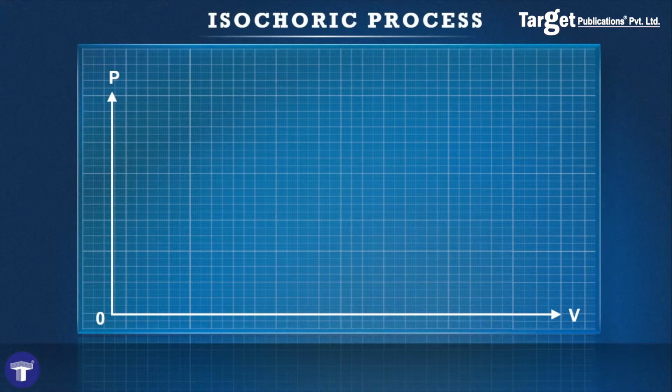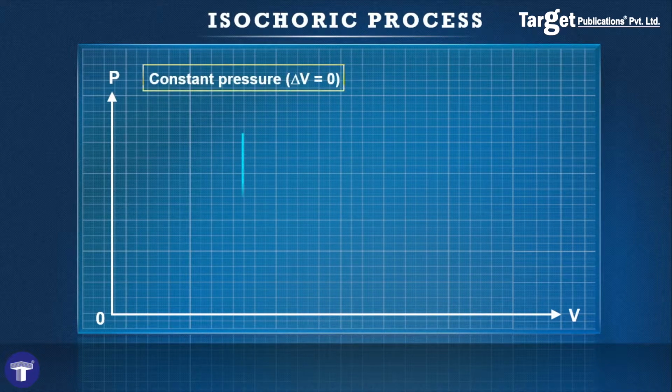In an isochoric process, the volume of the system remains constant, and therefore delta V is equal to 0. In such a case, there will be no area under the curve, and therefore we say that the work done is 0. But because the work done is 0, from the first law of thermodynamics, we can also say that delta Q is equal to delta U.